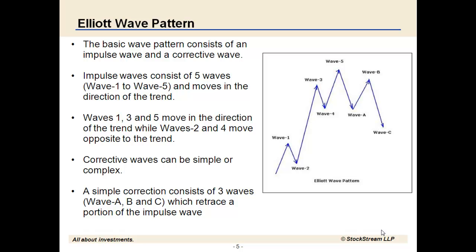A corrective wave, on the other hand, moves opposite to the direction of the broader trend. A corrective wave can be simple or complex and begins after an impulse wave is complete. A simple correction can be divided into 3 subwaves, of which waves A and C move opposite to the direction of the broader trend, while wave B moves in the direction of the broader trend.